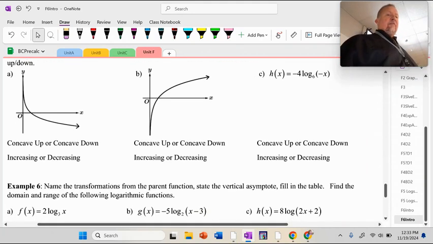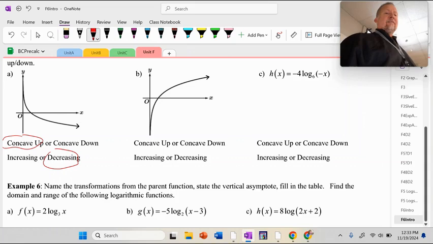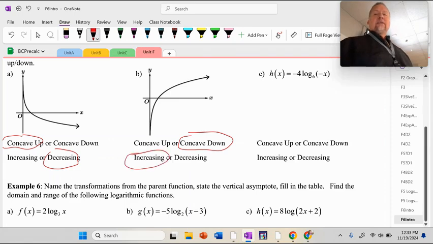Okay, so what's this? Concave up or down? Come on, concave up or down? Up. Is it increasing or decreasing? Decreasing. Okay, so that's decreasing at an increasing rate. I almost said the wrong thing. Concave up or down? Down. Increasing or decreasing? Increasing at a decreasing rate.